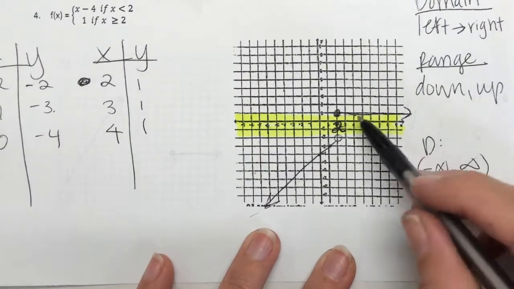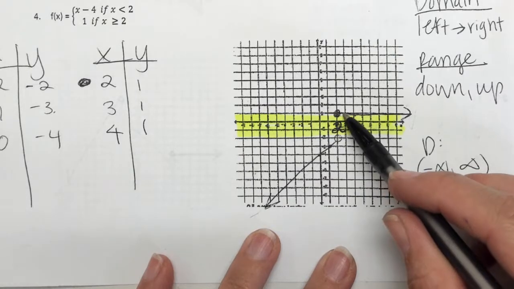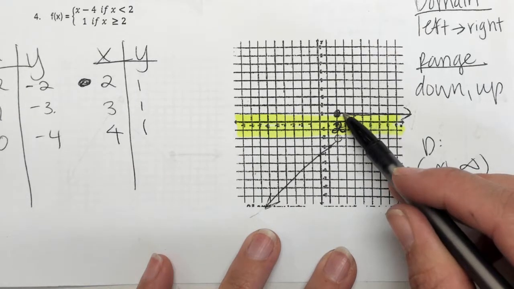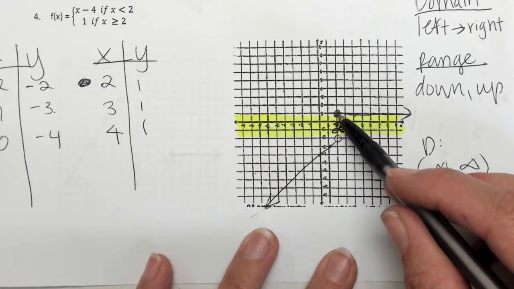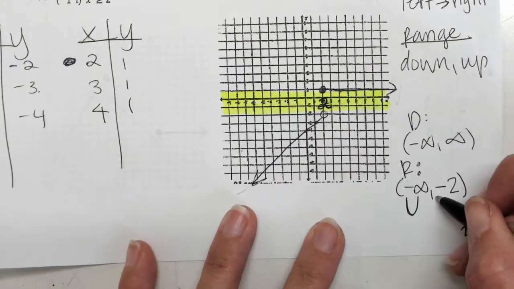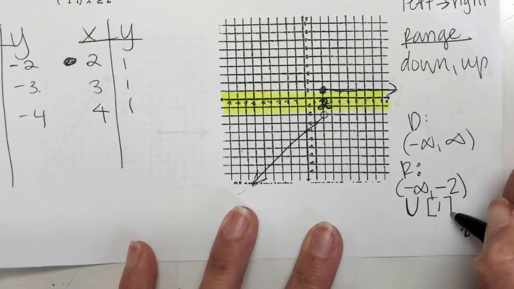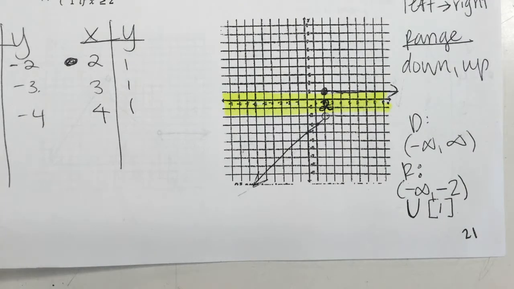And now we have to describe this part. But this y value, it's not going up or down, right? It's just at one point. And what's that y value at? 1. So this is how I want you to write it. Just as a point. And why did I put brackets? Because it's closed. Good.